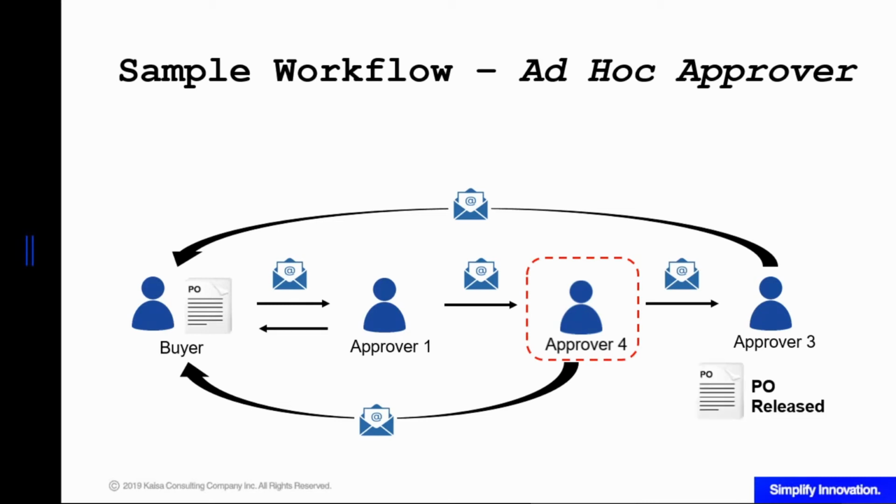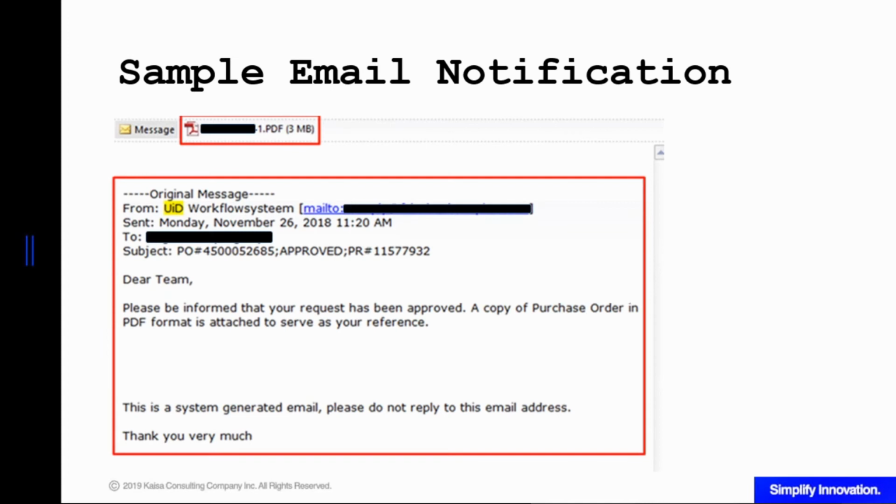All right. Now, I'm just going to show you a sample email notification from SAP Workflow. Here is one. As you can see, from the subject, you can already see the PO number, the status of the PO, and the PR number itself. Also, you can see the body. It is a template, so we can customize any email body that you want to use in your organization.